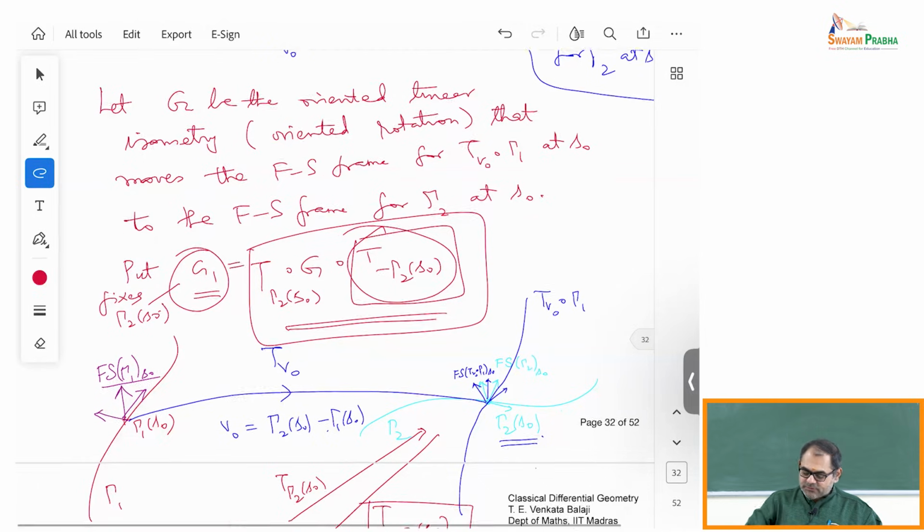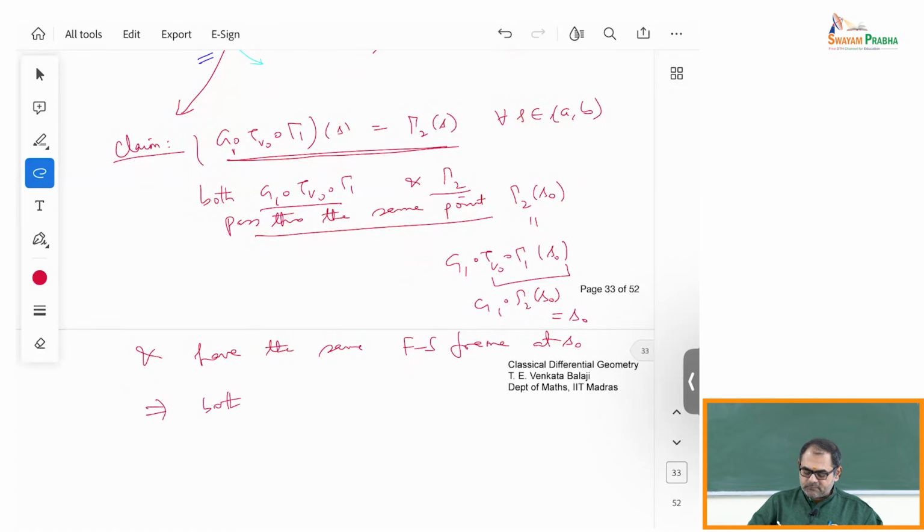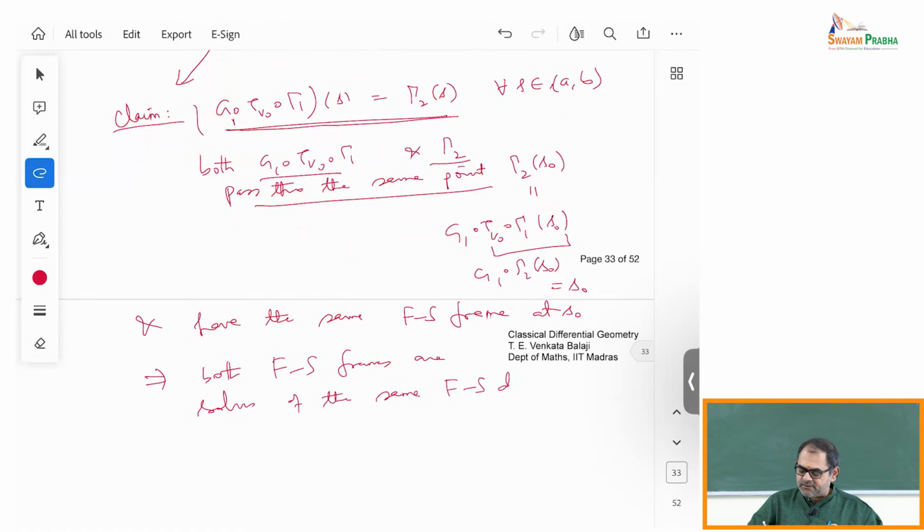Right now, so you see these two curves, they pass through the same point, okay, and they have the same Frenet-Serret frame at that point, the same Frenet-Serret frame at S0. That means both are solutions. So let me first write it like this: both Frenet-Serret frames are solutions of the same Frenet-Serret differential equation.